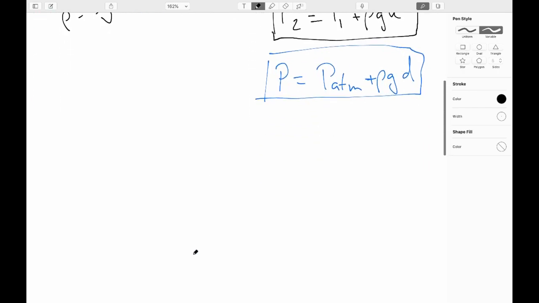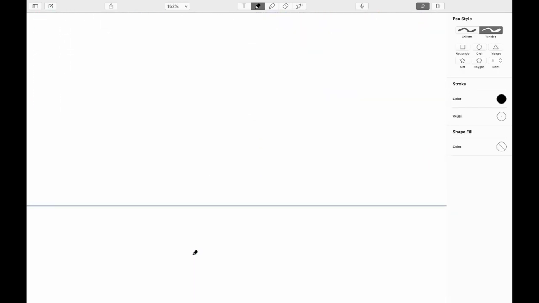But let's just do a quick problem here. Let's say you are diving in the Great Lakes. I picked the Great Lakes because they're fresh water, so if you get a number that's different from what you've learned in a dive class, that's why. But let's say you're diving in the Great Lakes. Great Lakes are fresh water.